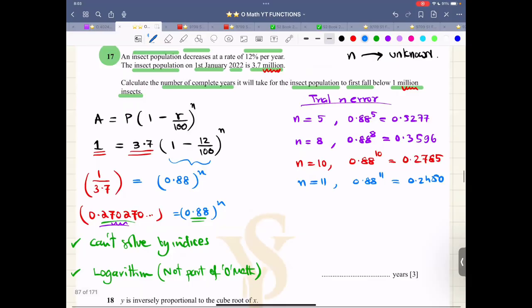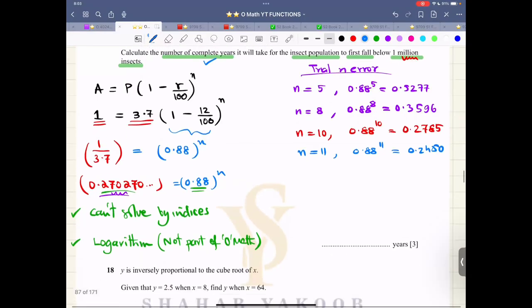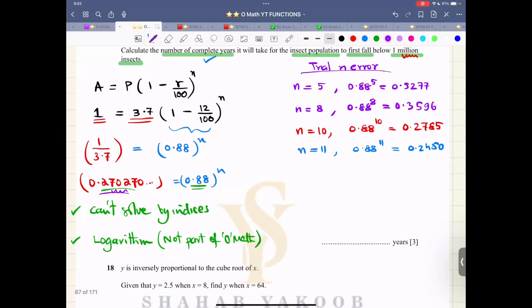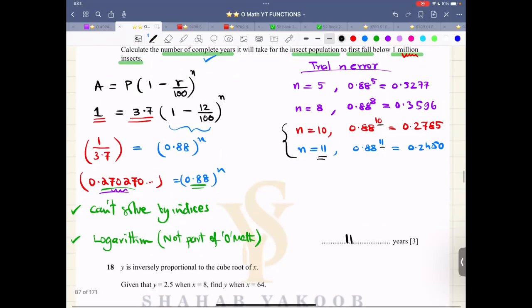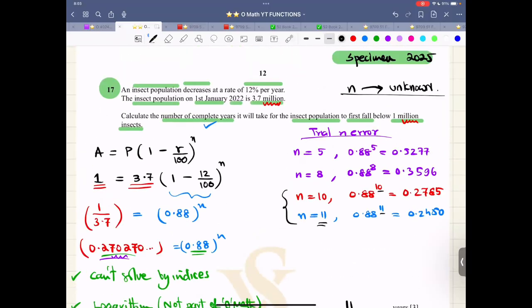They're asking for complete years. It would fall below between the 10th and the 11th year. But since they're asking for complete years, therefore I'll write 11 over here. That is how this question is done. So when n is unknown, we have to use the concept of trial and error.